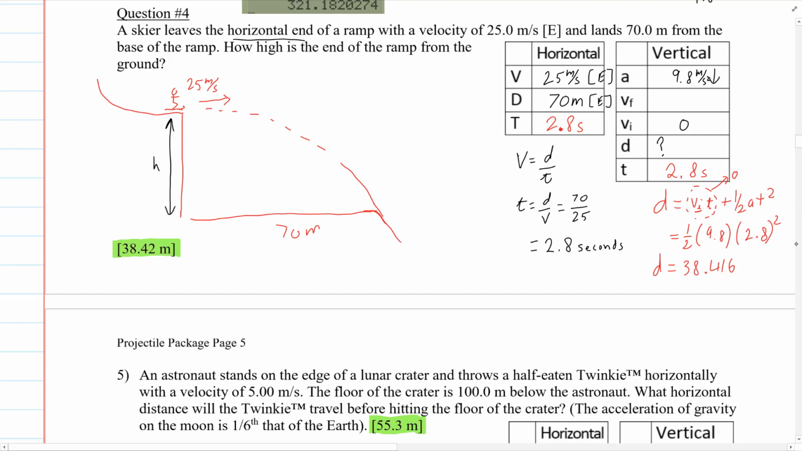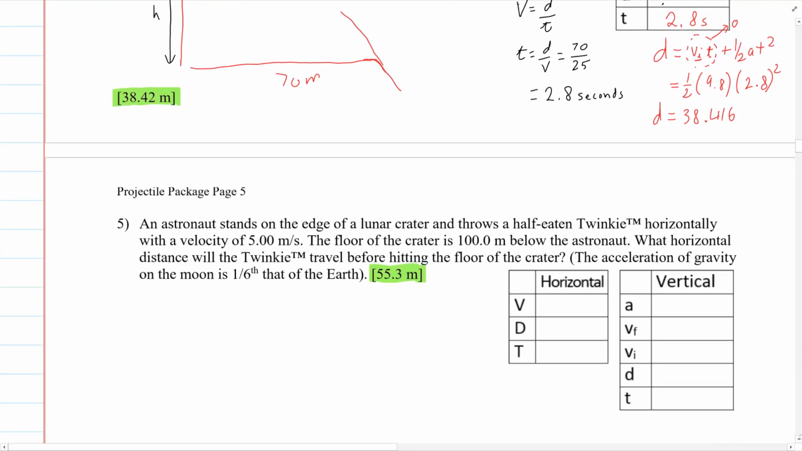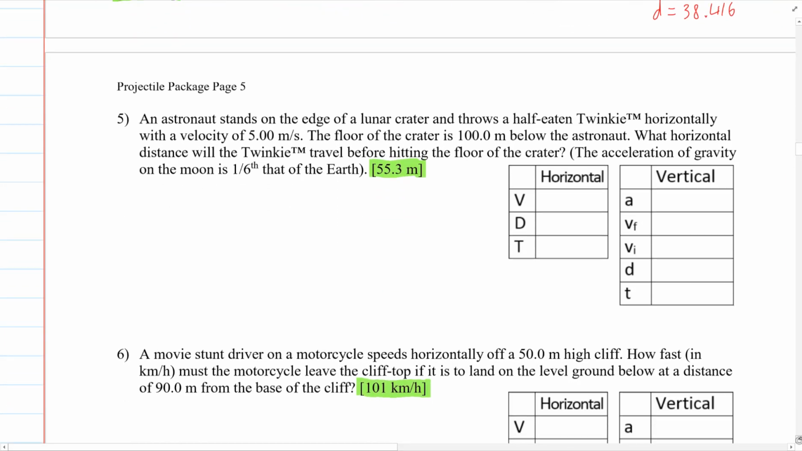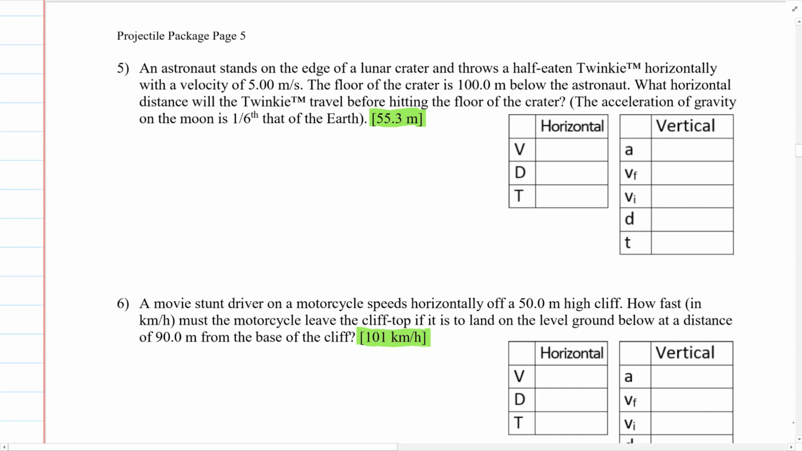Let's move on to question 5. Pause it if you want to have time to copy it down. 3, 2, 1, here we go. An astronaut stands on the edge of a lunar crater and throws a half-eaten Twinkie horizontally with a velocity of 5 meters per second. The floor of the crater is 100 meters below the astronaut. What horizontal distance will the Twinkie travel before hitting the floor of the crater? And the acceleration due to gravity on the moon is 1/6 that of Earth. Oh, this is a challenging question. There's a lot more here.